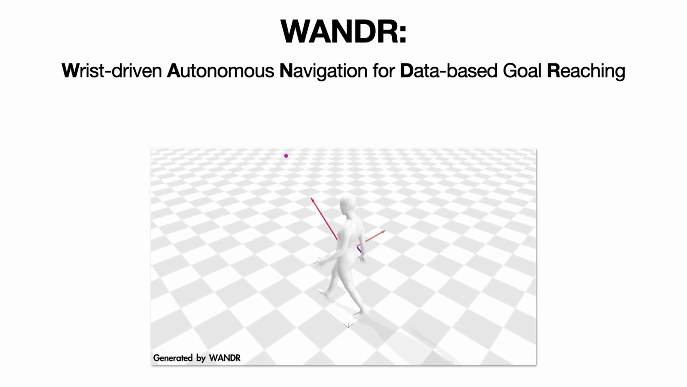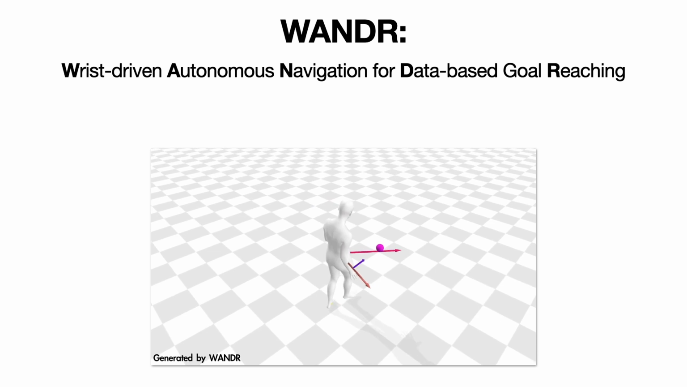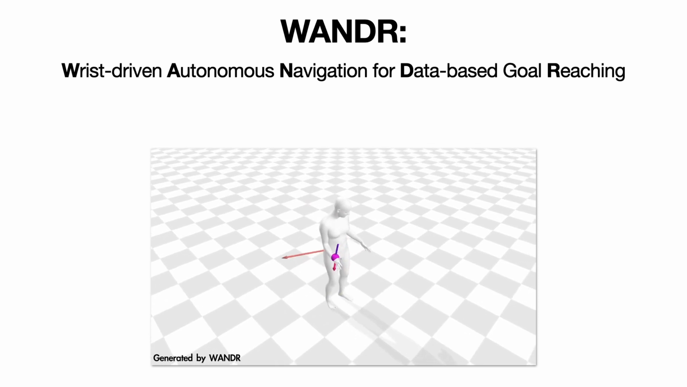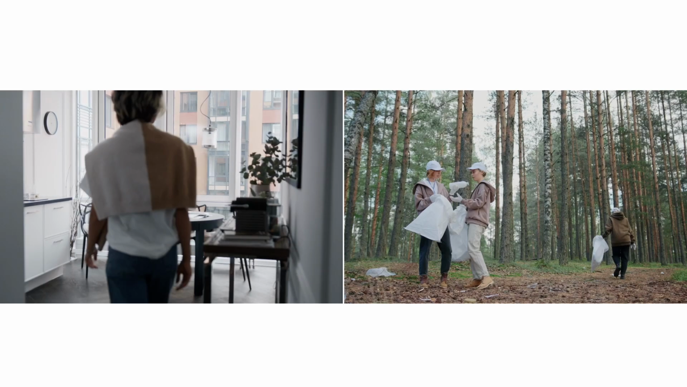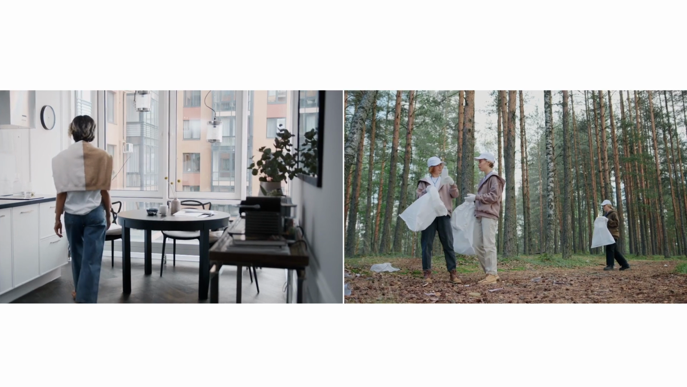We introduce WANDR, a generative model that generates realistic motions of 3D virtual humans autonomously navigating to and reaching for arbitrary goal locations in space. Human motions are driven by goals. Even simple goals can give rise to complex motions.